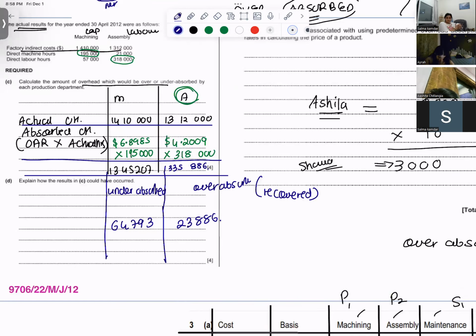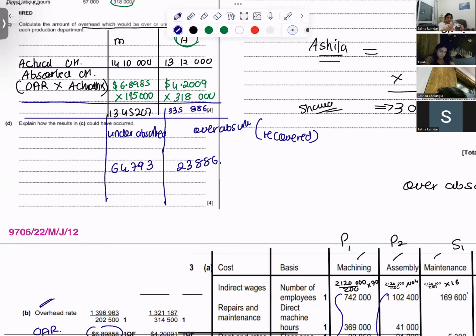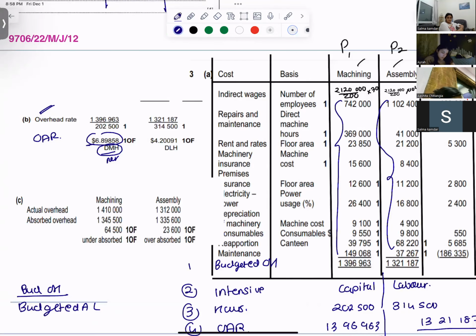First thing, what do you do in finding the budgeted fixed overheads? You find the budgeted fixed overheads. What is the first thing that you do? Find the budgeted fixed overheads. Then what do you do?